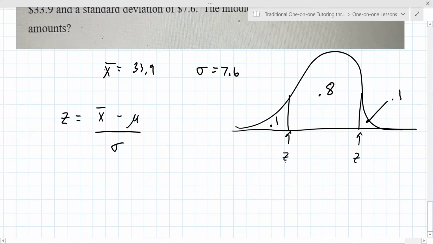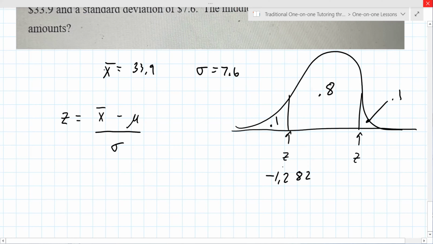You can get that from your table, but it's an inverse norm. The area is 0.1, so which Z value corresponds to that? Let me just confirm here. I got minus 1.282. Oh, sorry, I was looking at the wrong one. Is that okay?